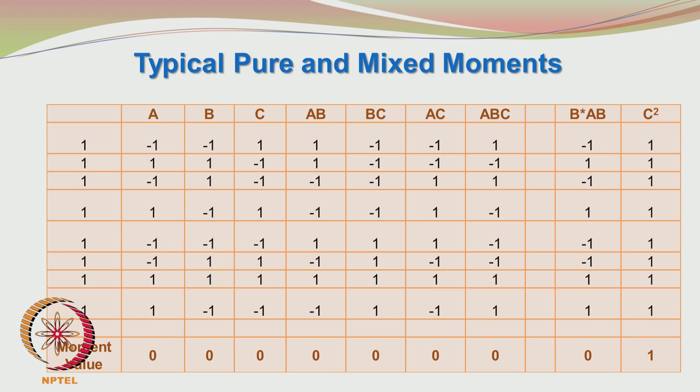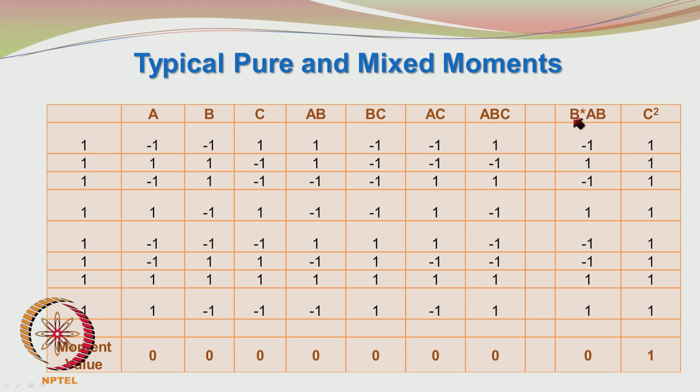So, you are having typical pure and mixed moments for a 2 power 3 design X matrix, and you see that the X matrix is having the usual column of 1s, it is having the column of A, B, C, the main factors, A B, B C, A C, the interactions, A B C which is the ternary interaction, and then you also have B into A B C squared. So, all these things are created very easily.